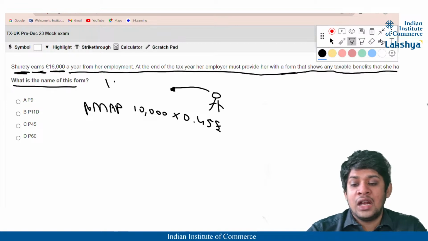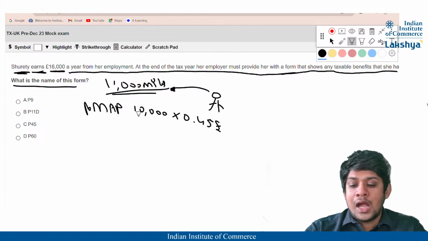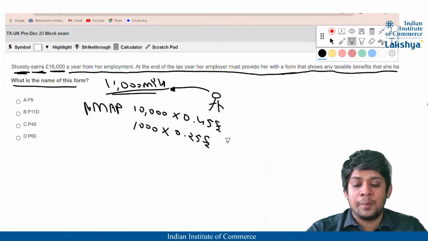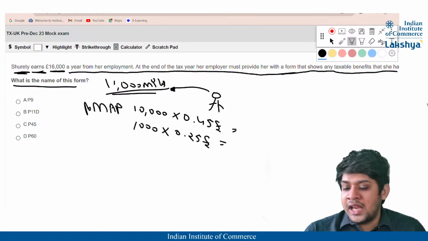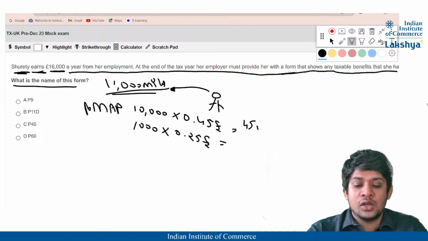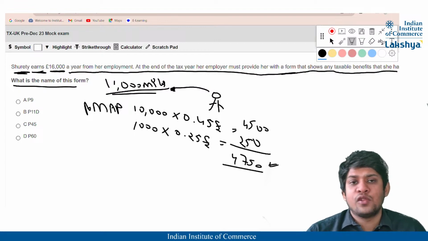And maybe say she has driven 11,000 miles for business purposes. Okay. And for the remainder, since it is 11,000, I will get on the remainder 0.25 pounds, or you can also say 25 pence. So as per the AMAPs, it is 10,000 into 0.45, which is 4,500, and 1,000 into 0.25, which is 250, right? So 4,500 plus 250, which is 4,750, right? So she should have received maximum 4,750 for her business miles traveled, right?